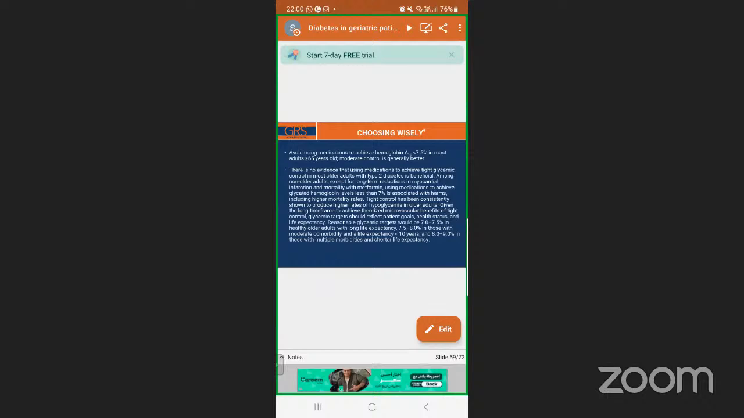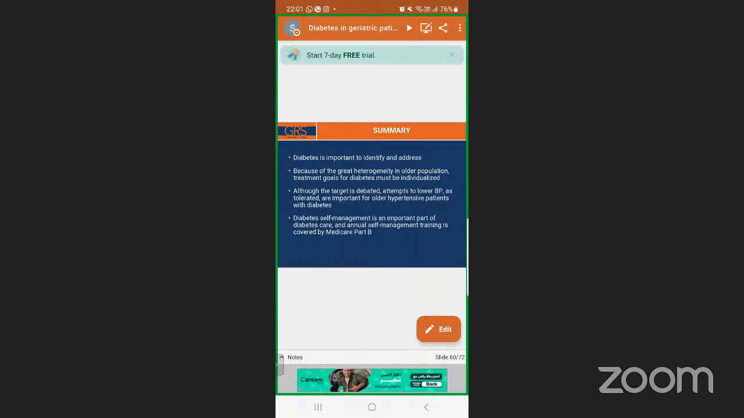Glycemic targets should reflect patient goals and health status and life expectancy, as we previously mentioned. Reasonable glycemic targets would be 7 to 7.5% in healthy older adults with long life expectancy, while it should be 7.5 to 8% in those with moderate comorbidity and a life expectancy of less than 10 years, and 8 to 9% in those with multiple morbidities and shorter life expectancy.